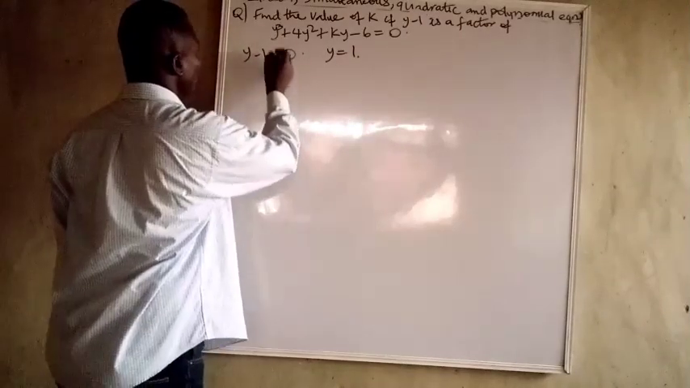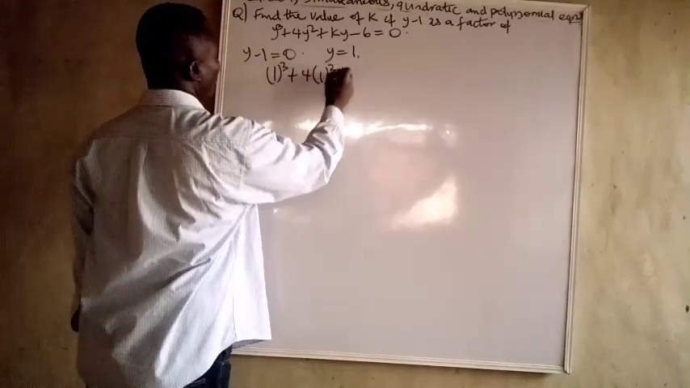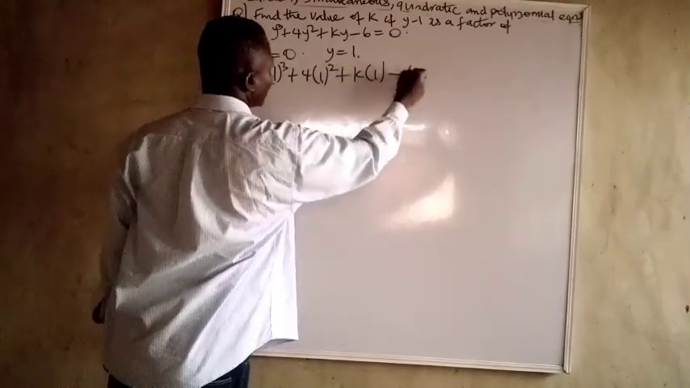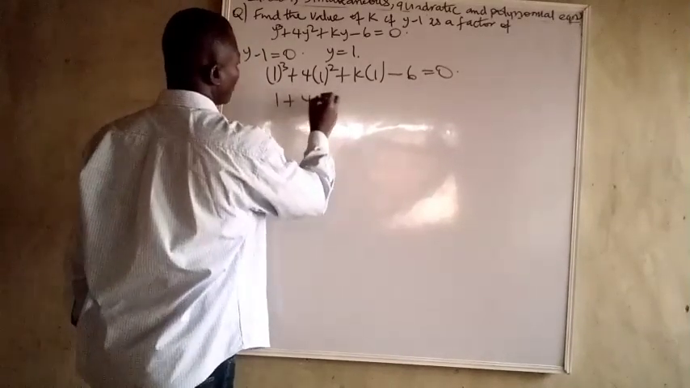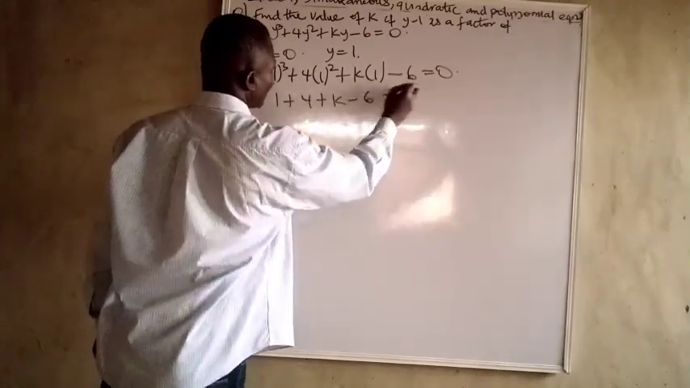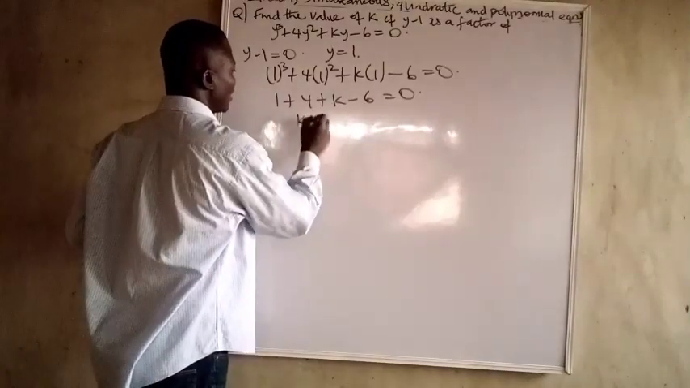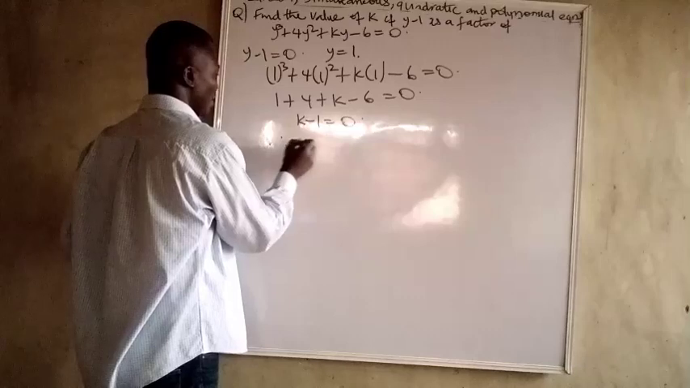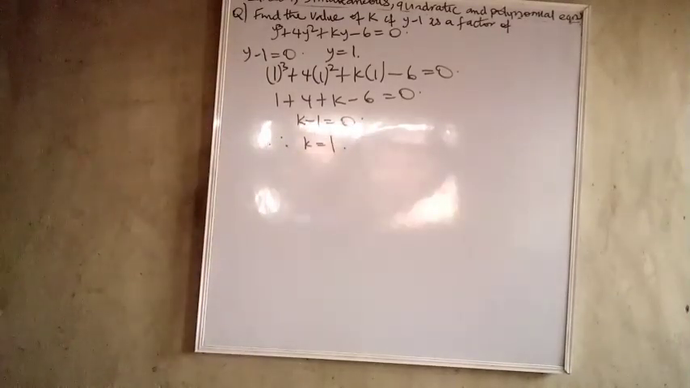Now let's put it. So we have 1 plus 4 plus k times 1 minus 6 equals 0. So this is 1, this is 4. 1 plus 4 plus k minus 6 equals 0. So this is 5 minus 6. That is k minus 1 equals 0. Therefore, k equals 1. Simple and straightforward. So this is an example of the factor theorem.